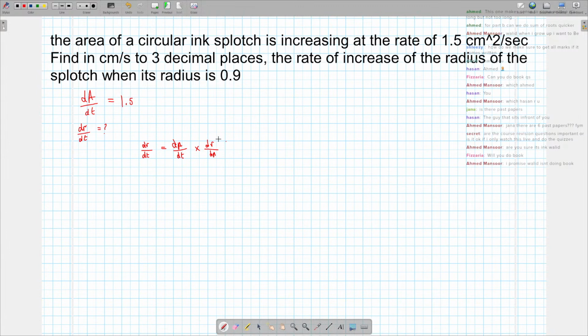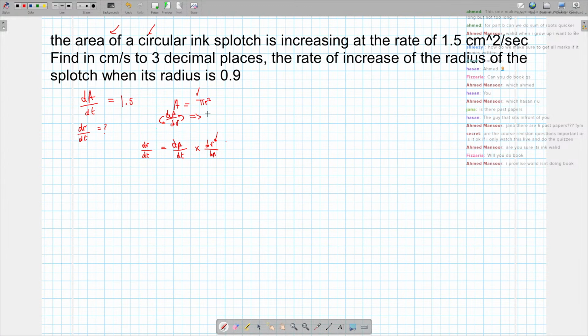So you have the area of a circle. The area of a circle is equal to pi r squared. If you derive this, what do you get? You get dA over dr. But what do I need? I want dr over dA, right? So what do I have to do? I have to derive this and then take the reciprocal of it, flip it upside down. What is dA over dr equal to?